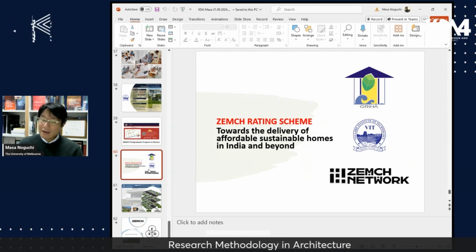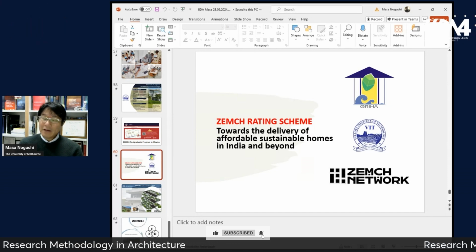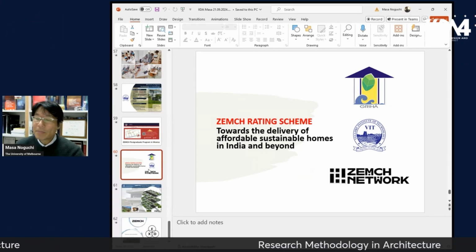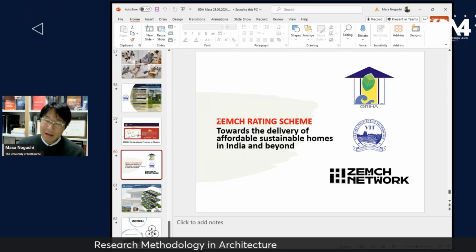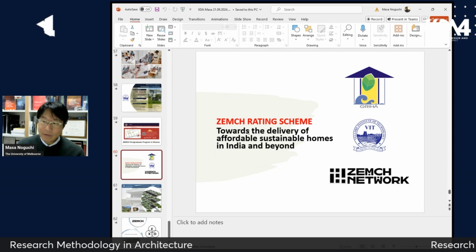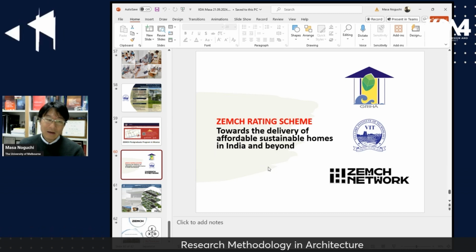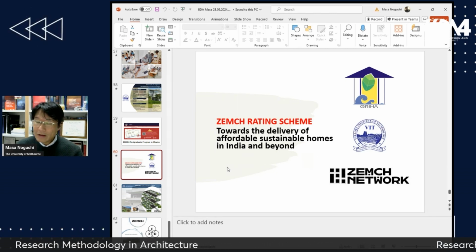The Delhi Griha Council works on green rating, and now in collaboration with us and VIT, we are in the process of developing a ZEMCH rating scheme, which will be developed through PhD research at VIT from next year.